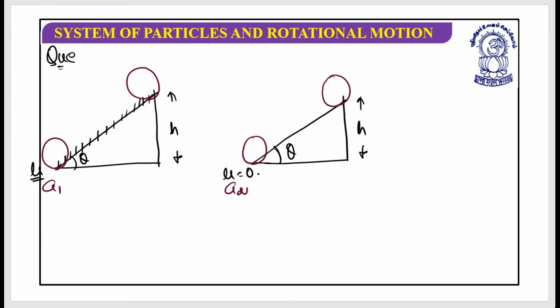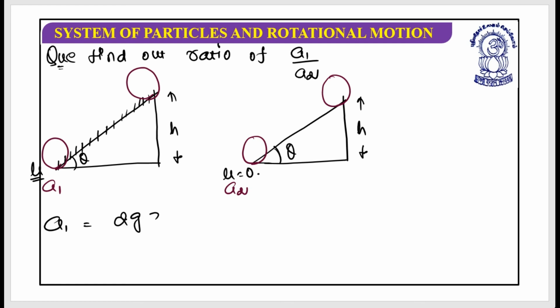So what I want is to find out the ratio of a1 is to a2. When the object is moving on a wedge having friction, it can roll, and when it has rolling motion, the acceleration can be written as: a1 equals 2g sine theta upon 1 plus k square by r square.